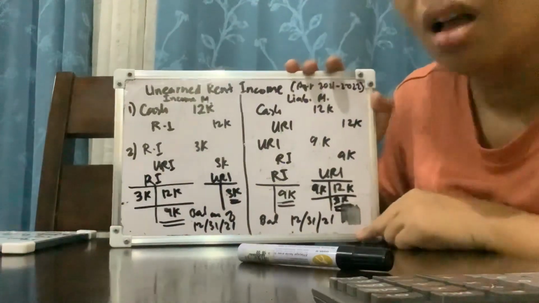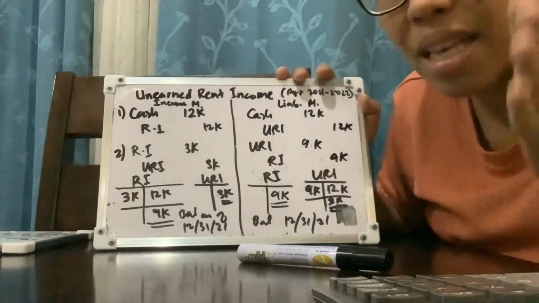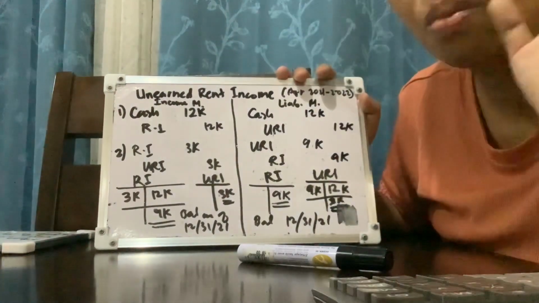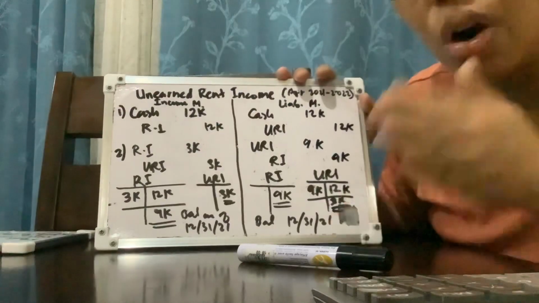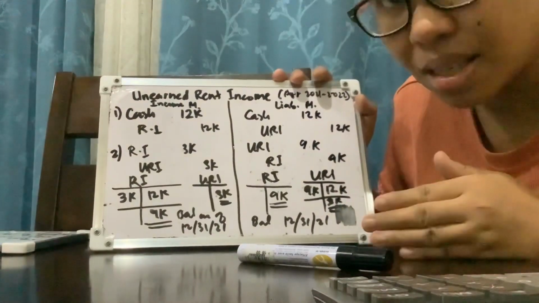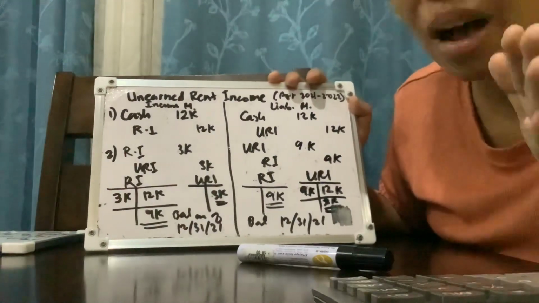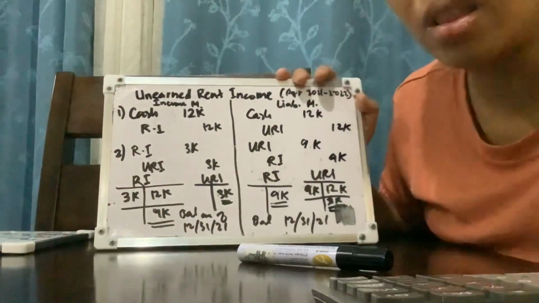Meaning to say, the business has a discretion to use whichever of the method because both will give you the same answer or the same account balances. What is important is you know what accounts to use when you record the transaction.